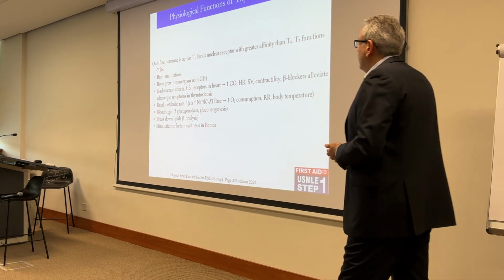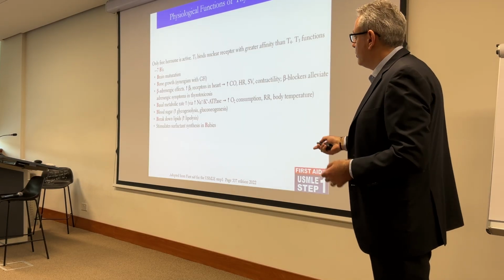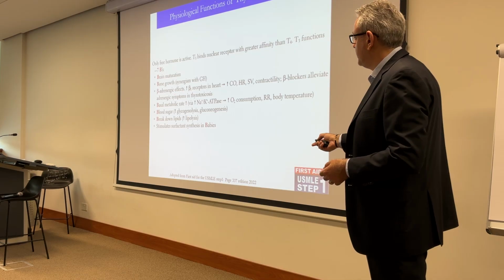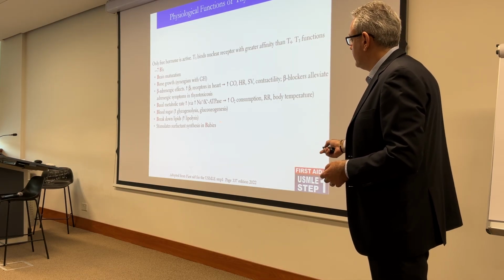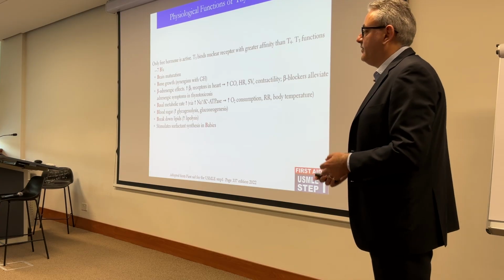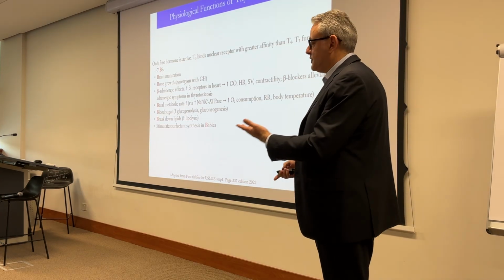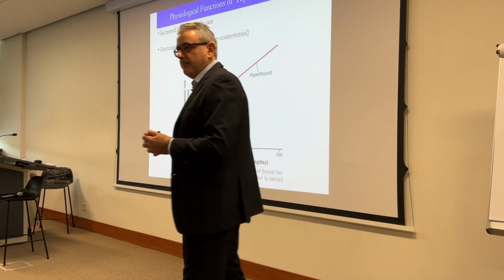So there is a rule about the function of the thyroid hormone. If you want to memorize them, we call them the 7 B's: brain maturation, bone growth, beta-adrenergic effect, basal metabolic rate, blood sugar, breakdown of lipids, and stimulate surfactant synthesis in babies. These are the 7 B's rule. It's for you to go through them and to memorize.